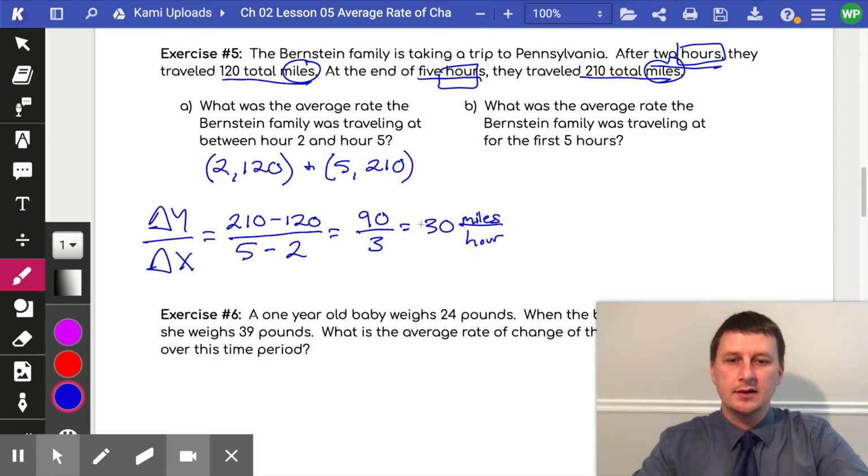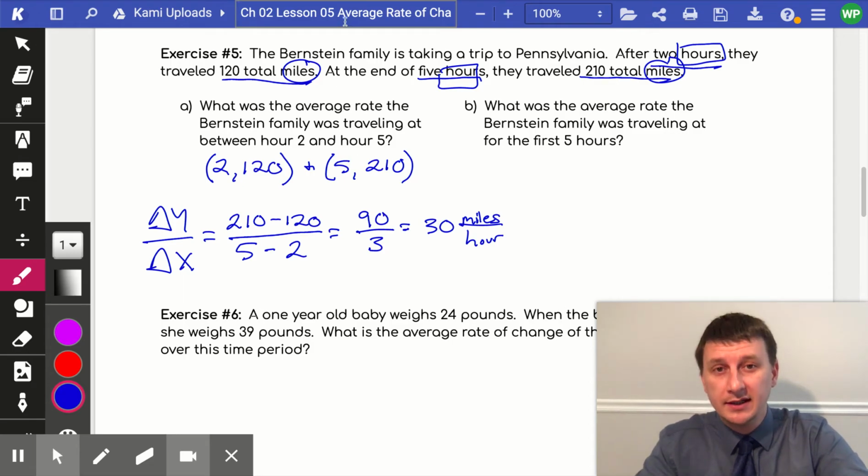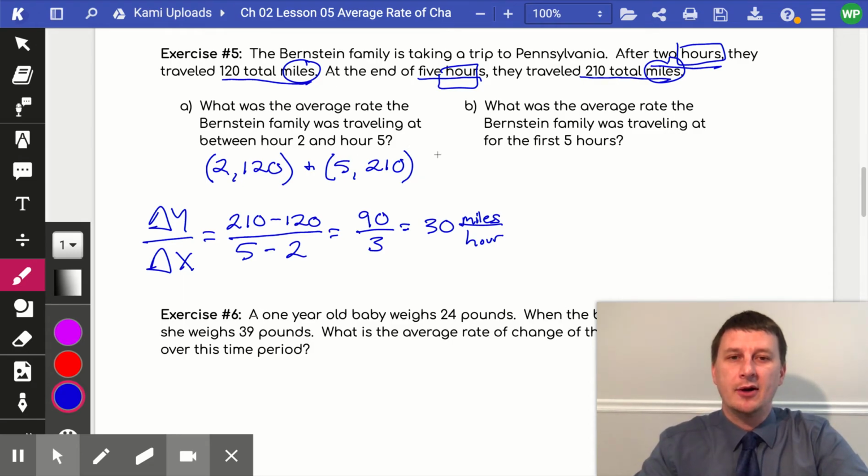And this now represents 30 miles per hour. You might also see it as mph, which is more recognizable, but miles over hours is perfectly acceptable as well. So the average rate, or their average speed, is 30 miles per hour.